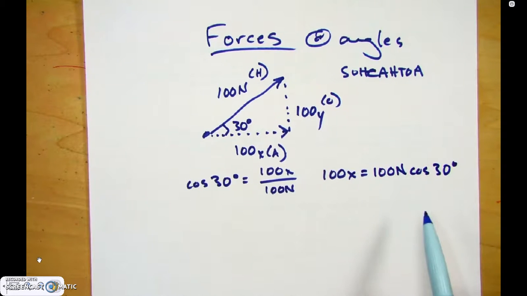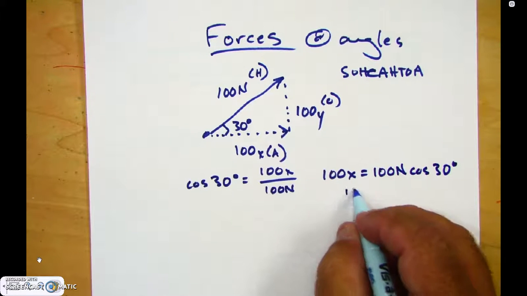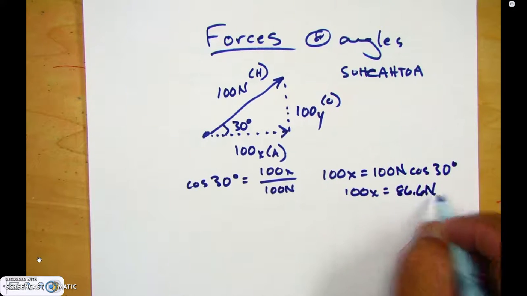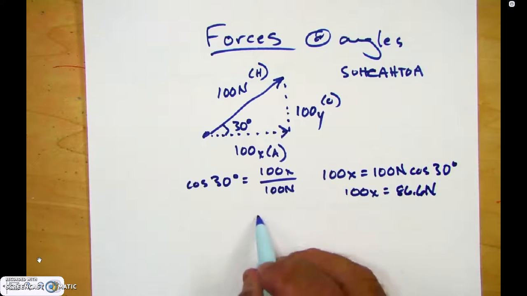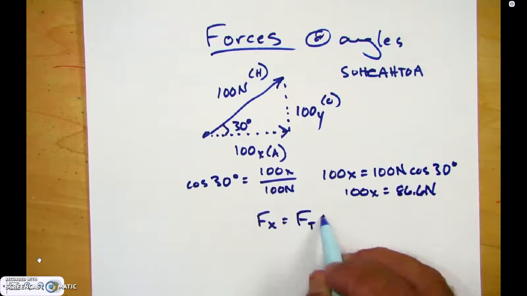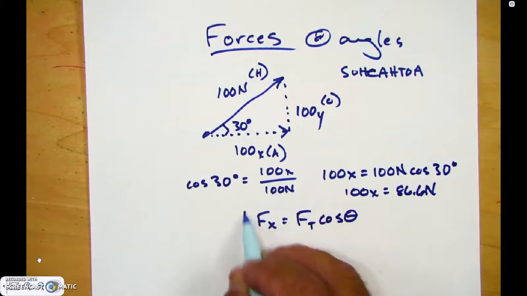Now, you don't have to remember sines and cosines. Your calculator does them for you. So 100x is going to equal 86.6 newtons. Now, the more general way of saying it is the force in the x direction is equal to the total force times the cosine of theta.